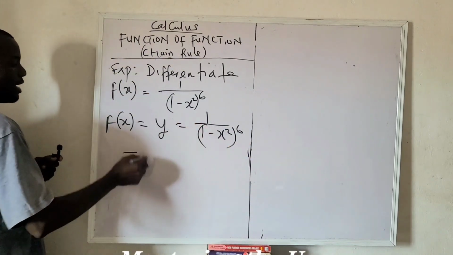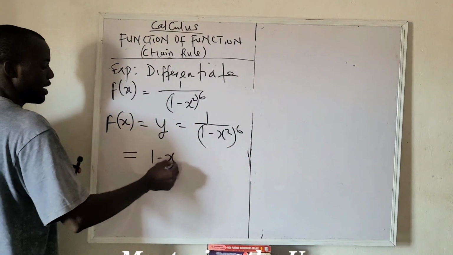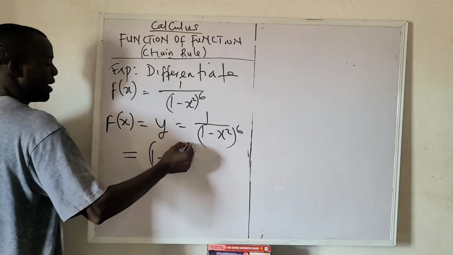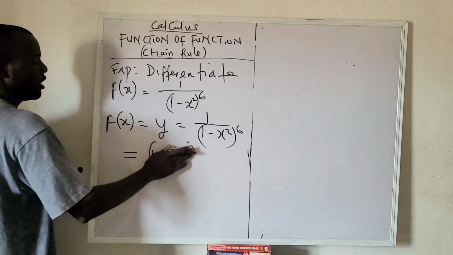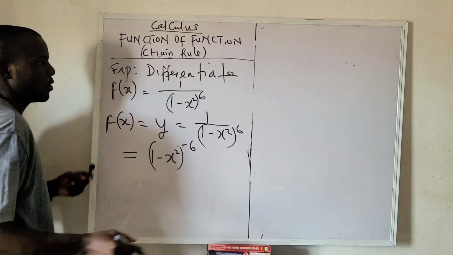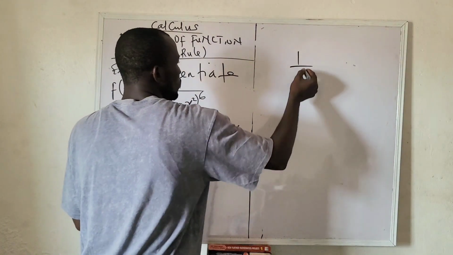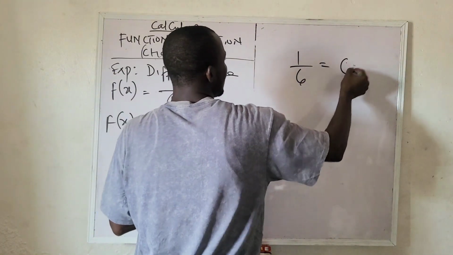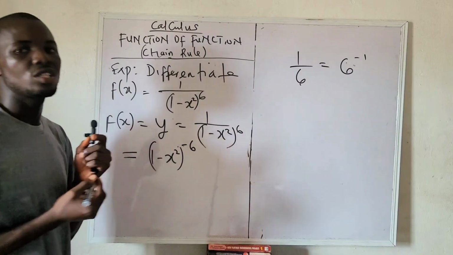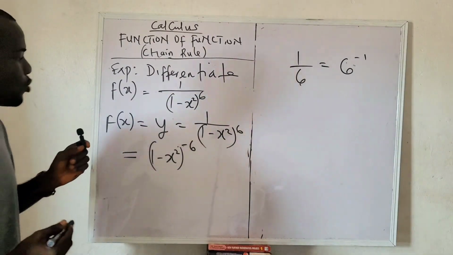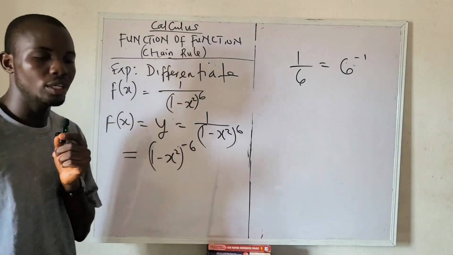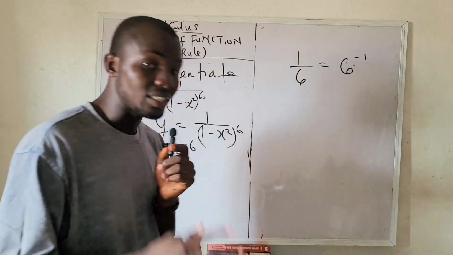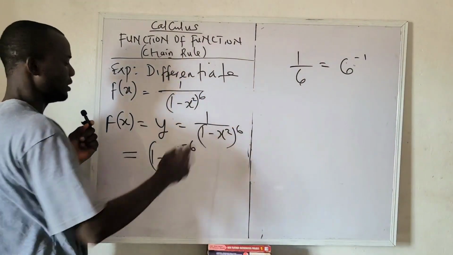This can be written as 1 minus x squared raised to the power minus 6. You should know that whenever you are given something like this, 1 over 6 is the same thing as 6 raised to the power minus 1. That will make the work look simplified rather than working with this fraction.